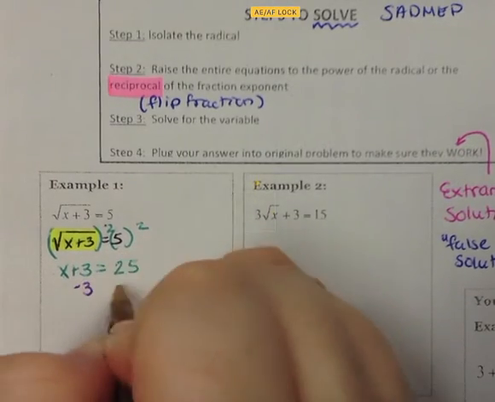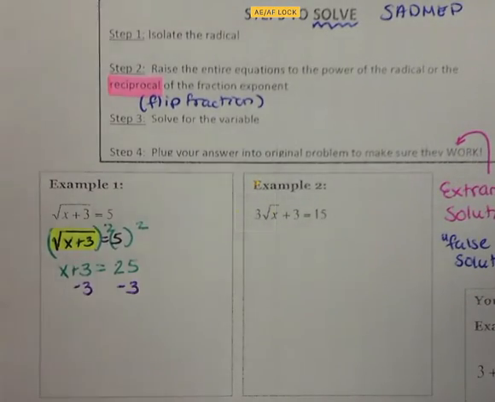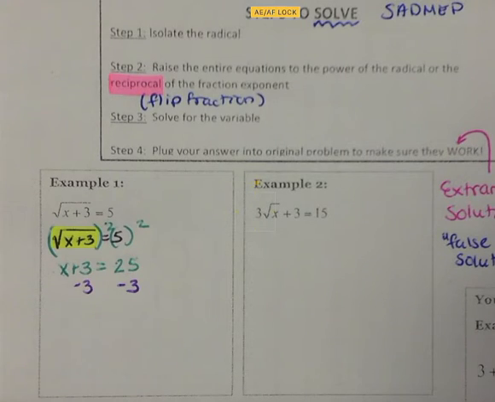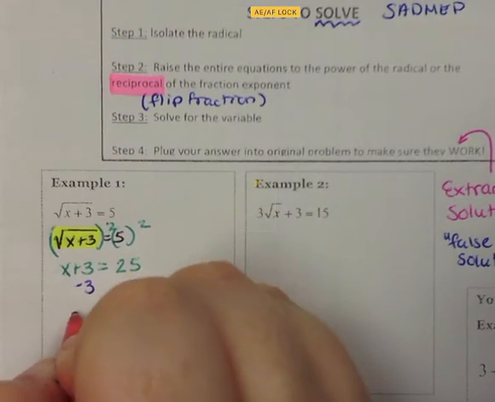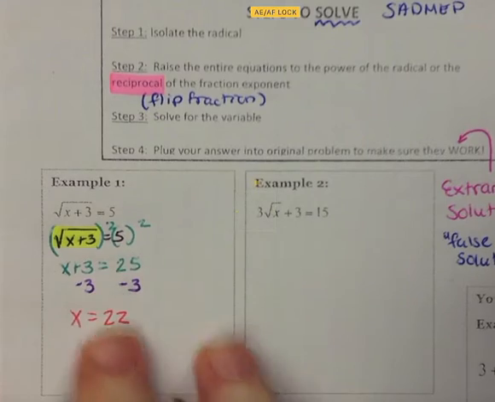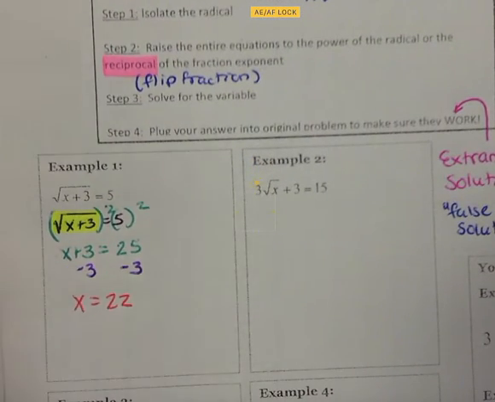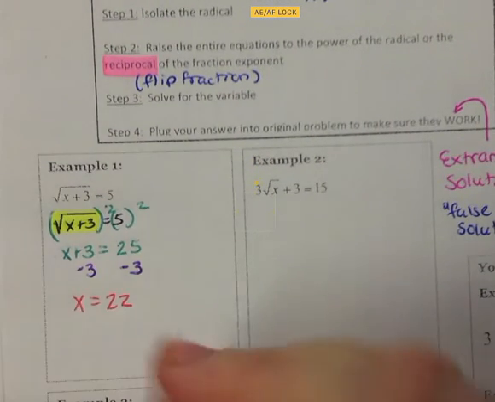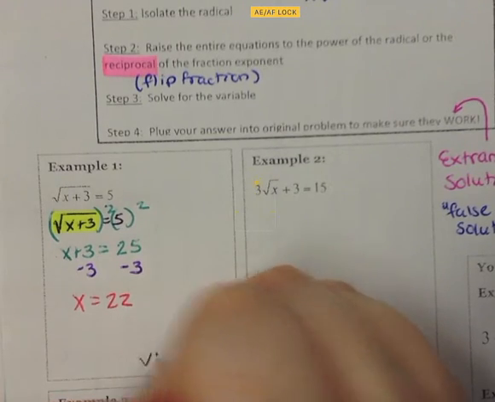And we end up getting x equals 25 minus 3 is 22. X equals 22. Now, I have to check this. So for the check, put a little check down here. I'm like, all right, let's check this.